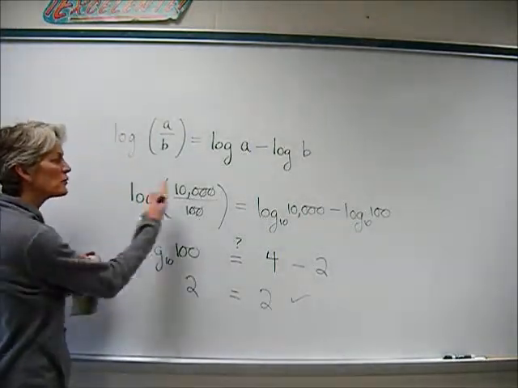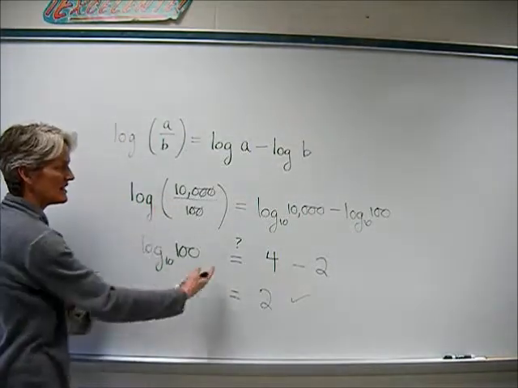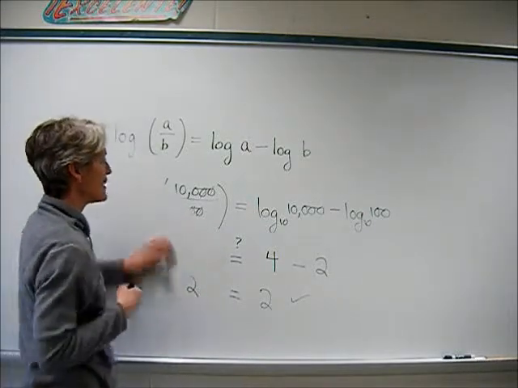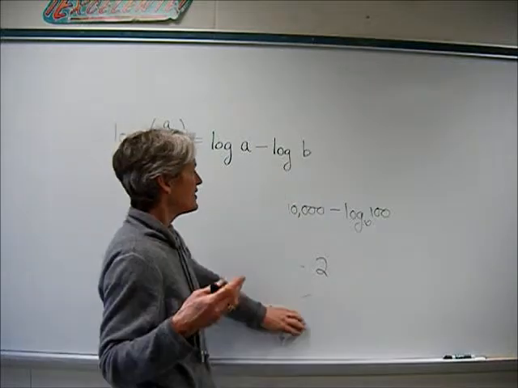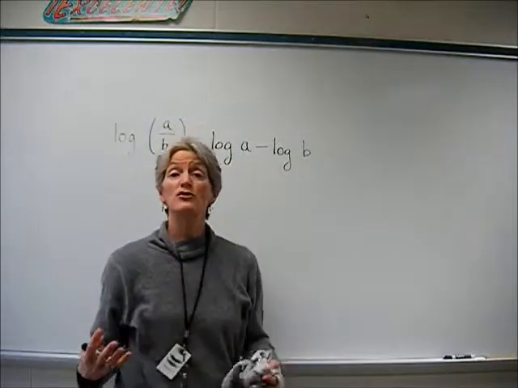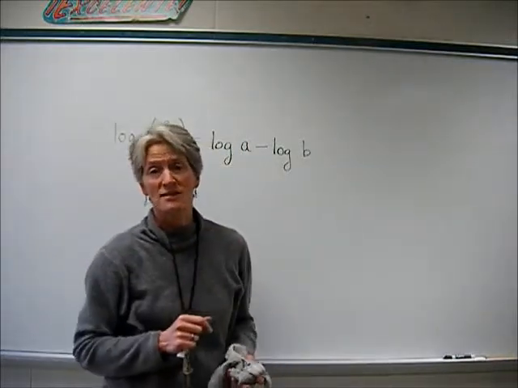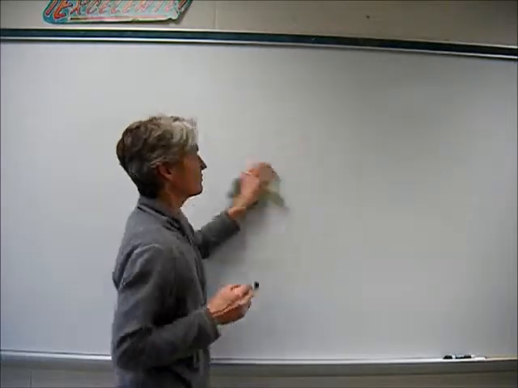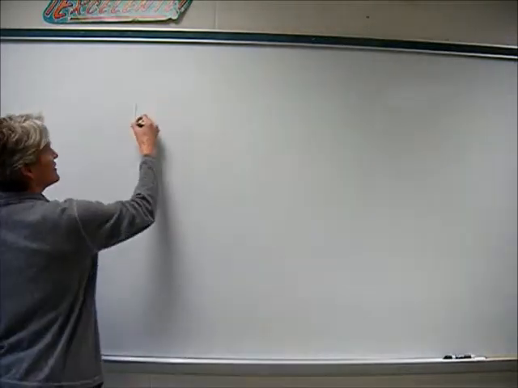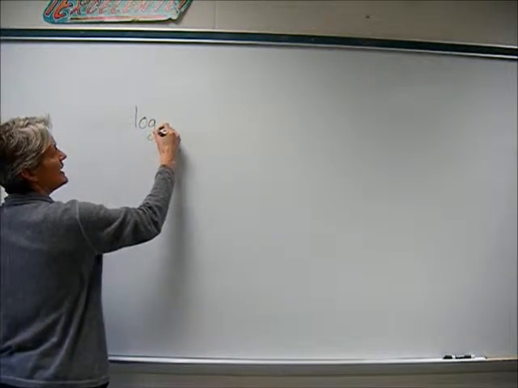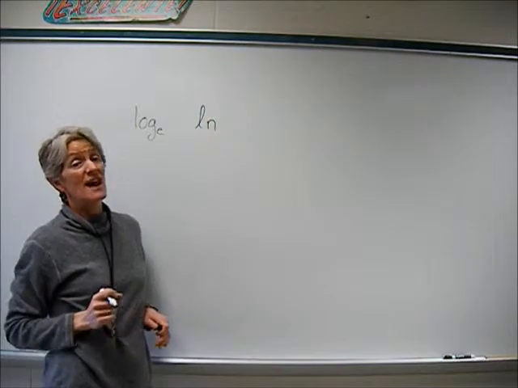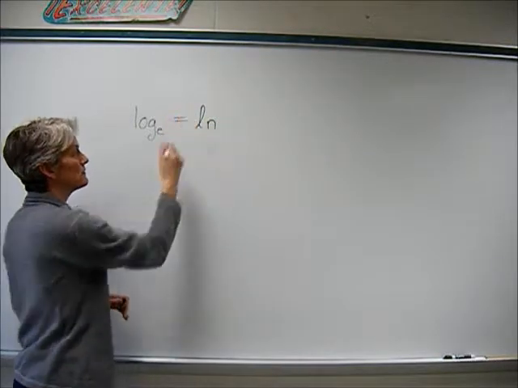Now, all these properties work for any base. I just did an example here with the base of 10. The previous example was the base of 2. All these properties also work for natural logs, which of course has a base of e. Remember that? I could say log base e of something, but we just call that natural log. It has its own symbol.